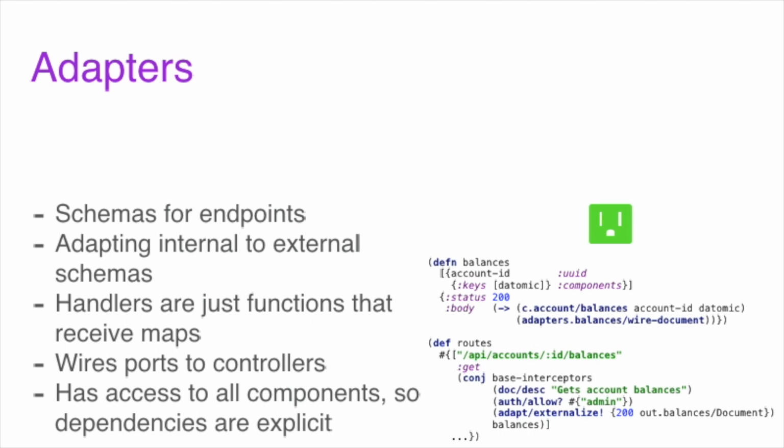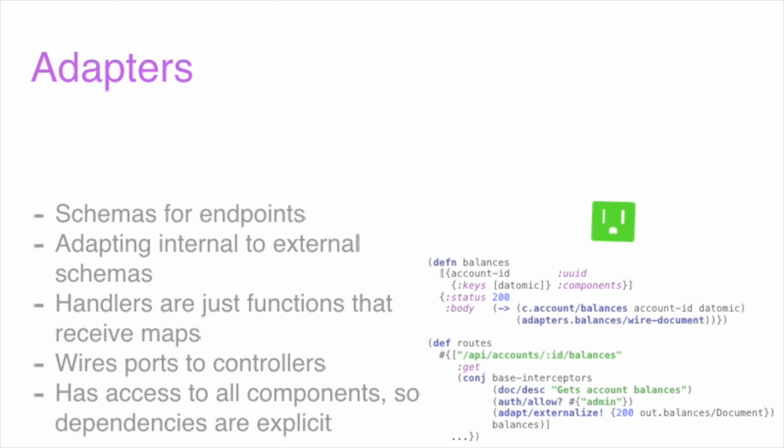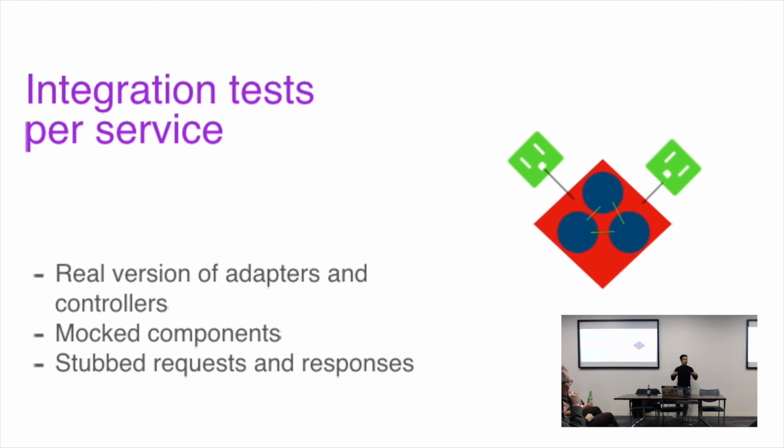Okay, so this is an example of the adapter function. We have something similar for HTTP, for Kafka messages and so on. And how do we test this? We test it in conjunction with the controller. To test both the adapter and the controller, we use the real version of the adapter and the controller. And since the controller runs the business logic, we also use the real version of those functions. We don't mock those functions.